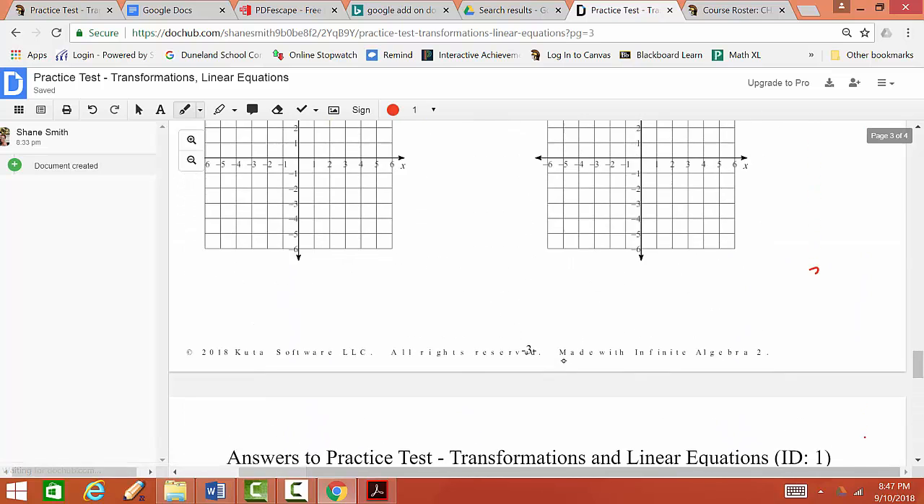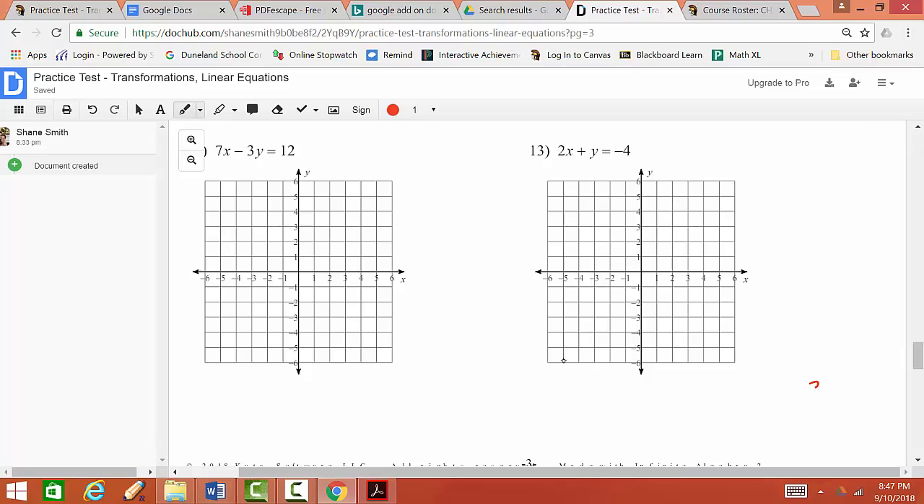Those are the answers. Okay, last two are in standard form, so this is a little different. We have to get y by itself first. So I'm just going to rewrite the problem on this side. Subtract 7x from both sides. Now remember, when you do this, write the x term first on the right side, so that we have negative 7x and then a plus 12. And then divide everything by negative 3. y equals negative 7 over negative 3 is 7/3. Don't forget the x. Negative 12 over negative 3 is plus 4.